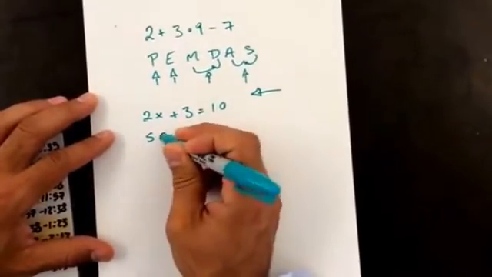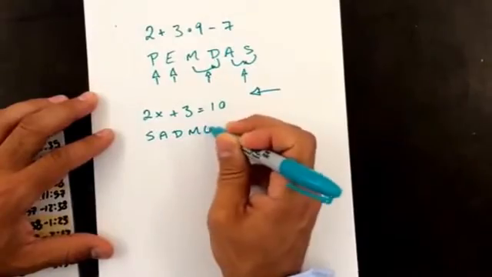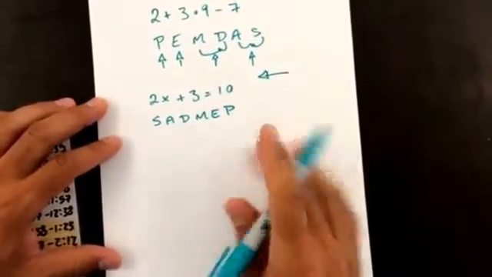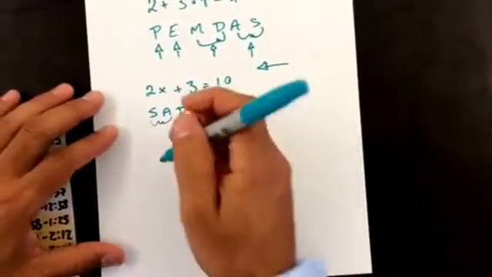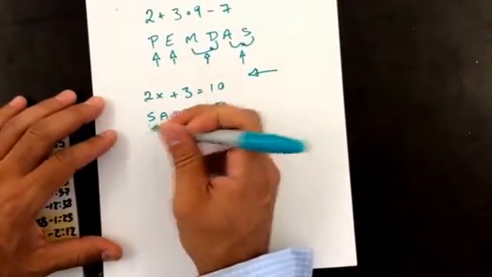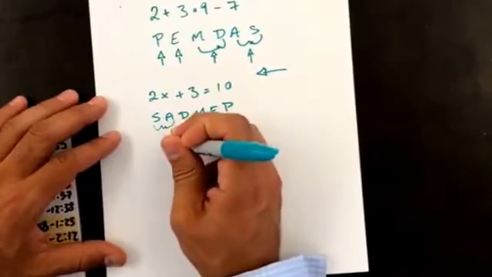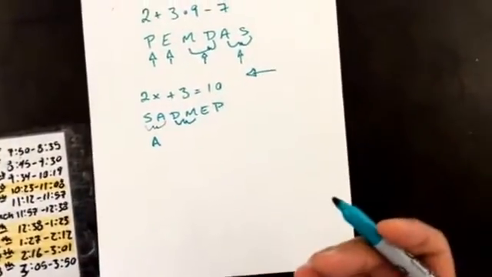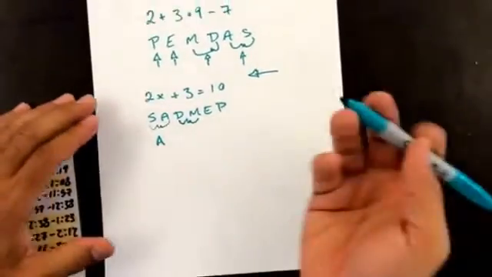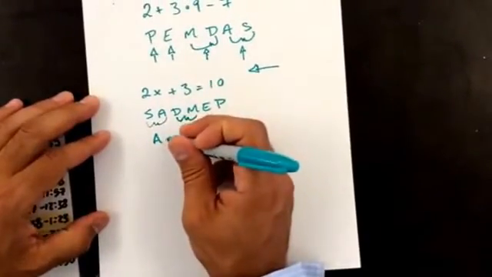So I'm going to do SAD MEP. The only thing is that subtraction and addition, you do them at the same time from left to right. They literally are the same thing. So I'm just going to turn this to A. Division and multiplication, those are the same thing, and you do them from left to right, so I'm just going to call this D.